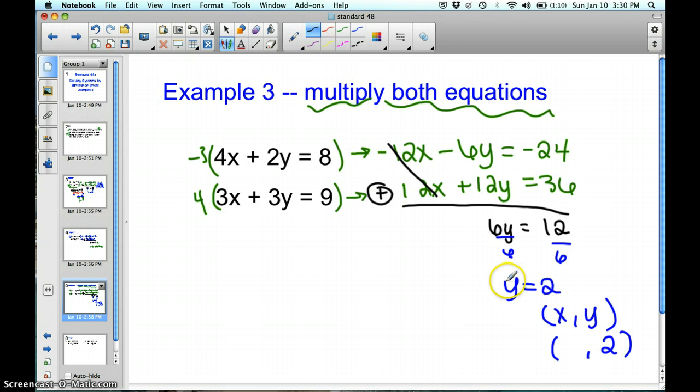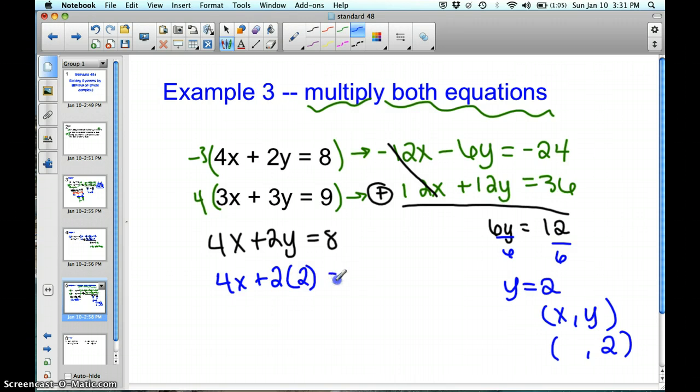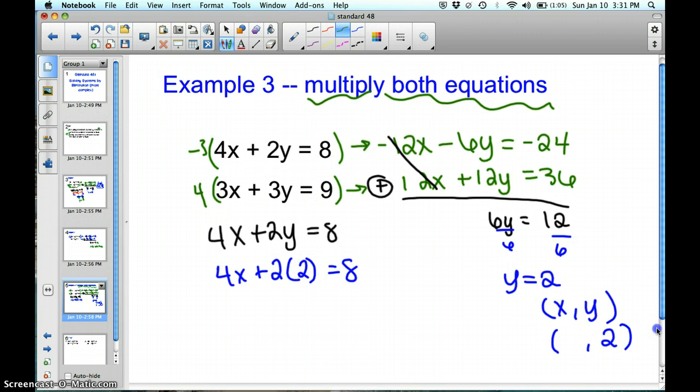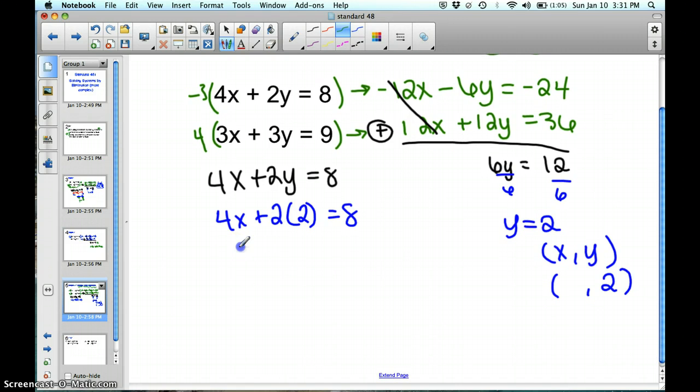To do that, I'm going to plug my y value back into one of these equations. It does not matter which one. I'm just going to take this first equation, 4x plus 2y equals 8. Okay, and then I'm going to plug this y value of 2 in. So I would have 4x plus 2 times 2 equals 8. And now we just need to solve this for our variable. Okay, so 4x plus 4 equals 8. Solving for x, we would subtract 4 on both sides.